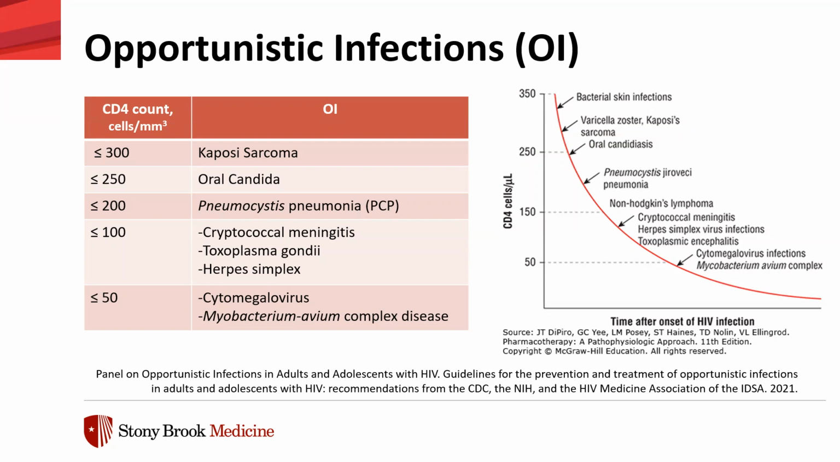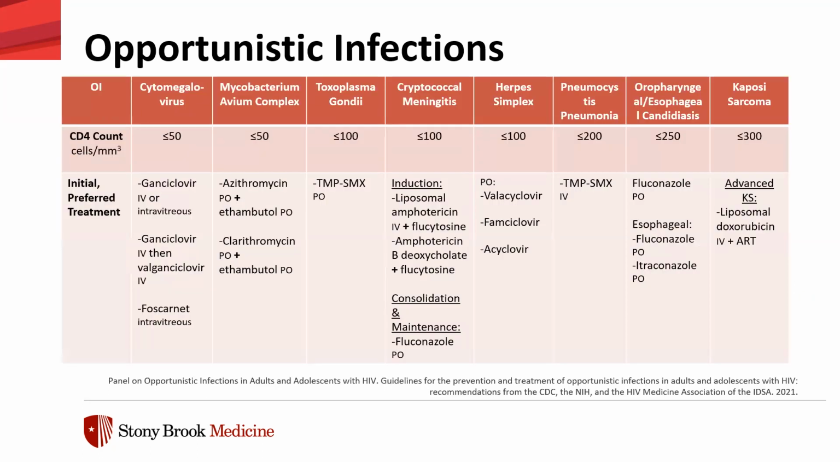As you can see on this graph on the right-hand side of the slide, as the CD4 cell count is falling, there's a gradual increase in the amount of opportunistic infections. And opportunistic infections typically need to be treated inpatient. I included this table with opportunistic infections with the initial preferred regimens for your reference.